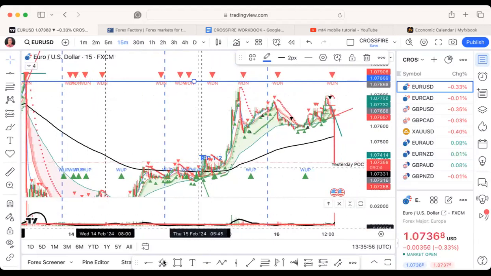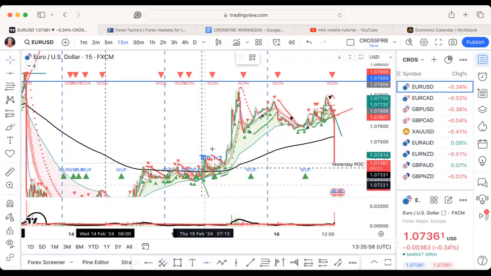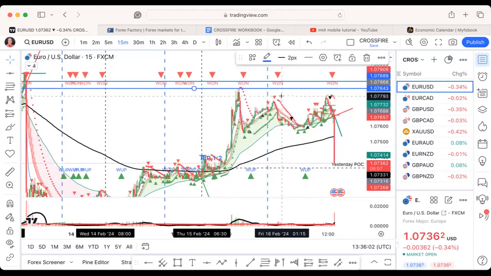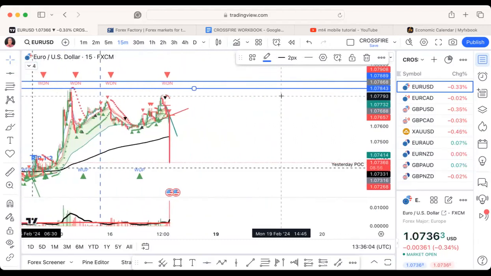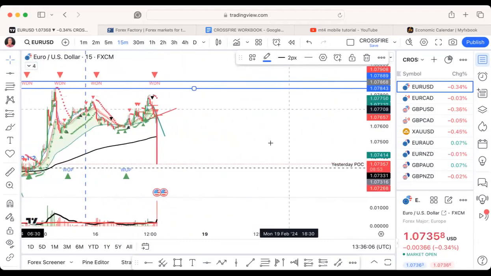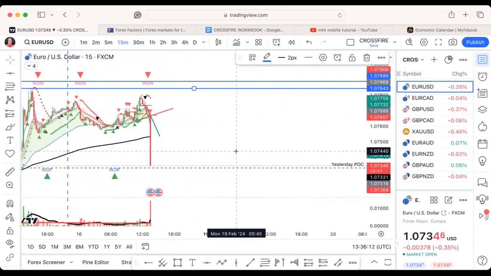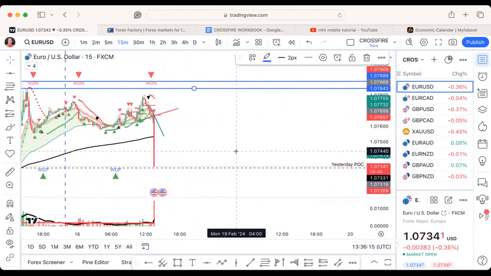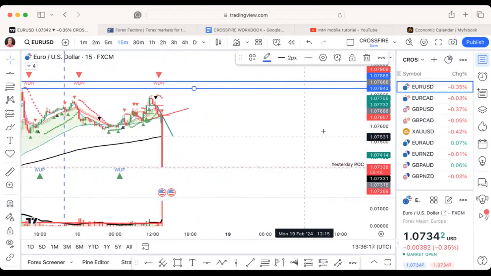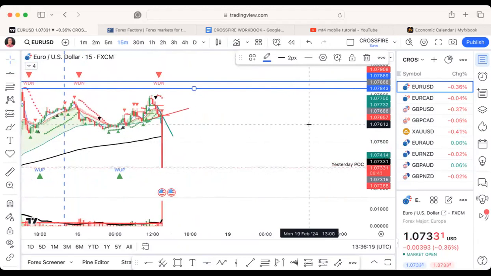If I mark that just as a visual, it's in between those two blue lines. There is some outstanding imbalance. So there's yesterday's POC sitting there waiting to be taken out, and there's imbalance above the price waiting to be taken out. Now it's just hit yesterday's POC. Now, will it bounce or will it break?